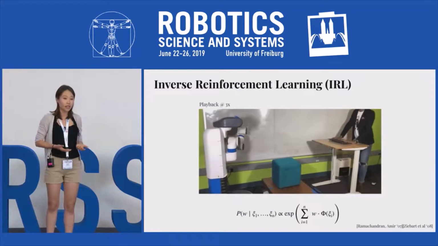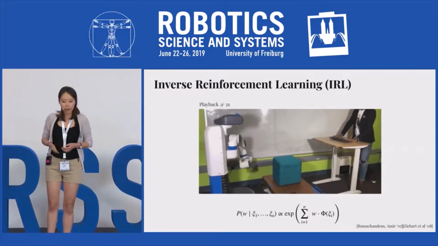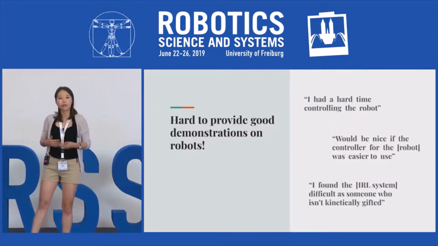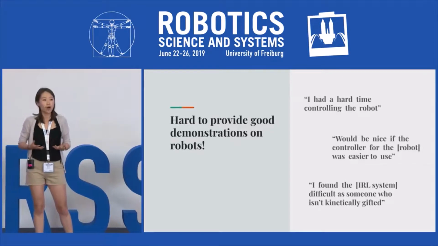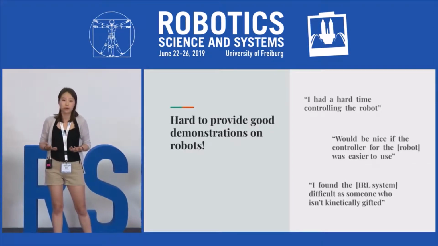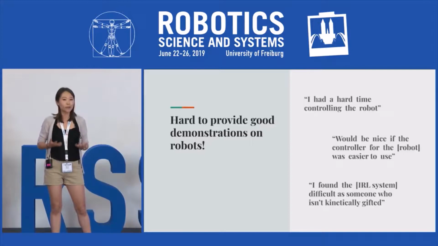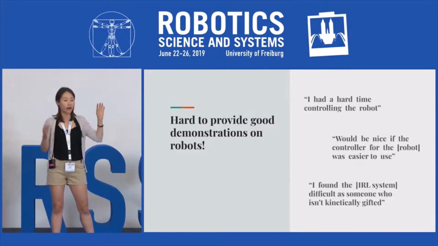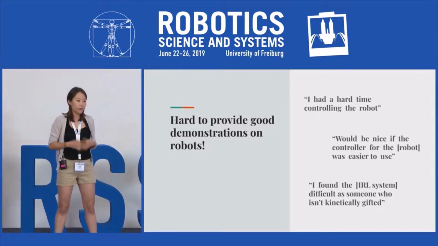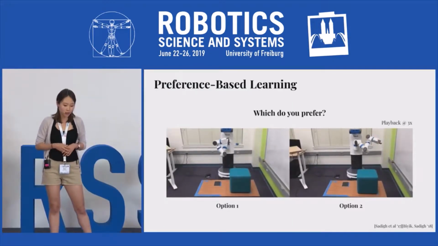And this is not an isolated issue. When we invited people into our lab to similarly give demonstrations, many of them commented on how difficult it was to do so. So to put simply, it's hard to provide good demonstrations on robots and especially end effectors with high degrees of freedom. So if we can't use IRL, what can we use?